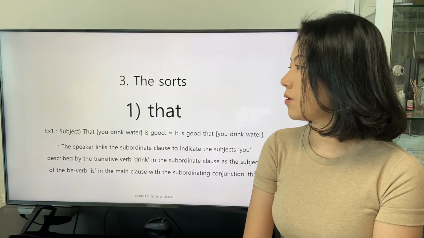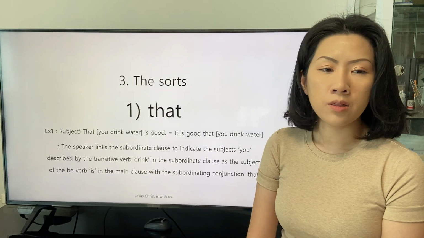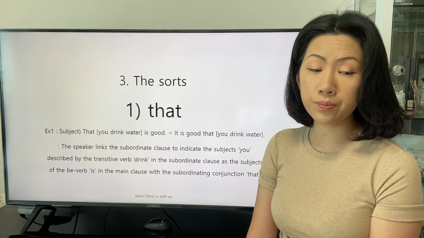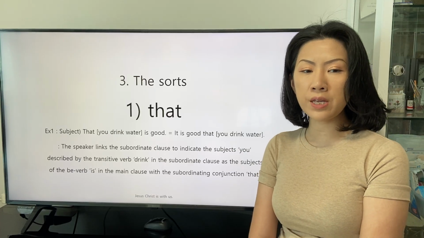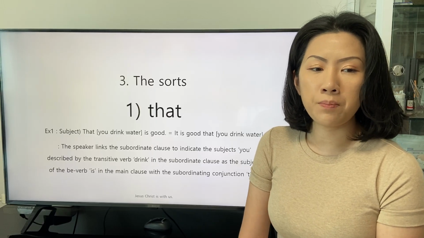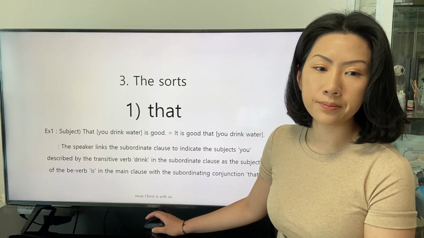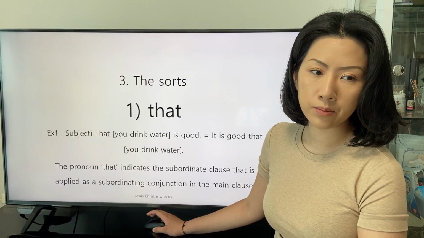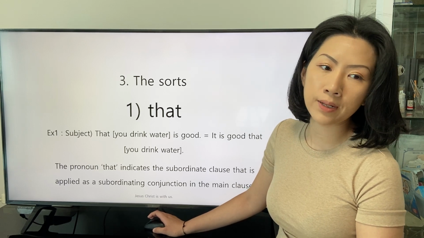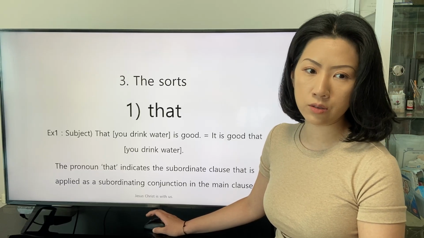Let's study the first example with the explanation. The speaker links the subordinate clause to indicate the subject you, described by the transitive verb drink in the subordinate clause, as the subject of the be verb is in the main clause with the subordinating conjunction that. The pronoun that indicates the subordinate clause that is applied as a subordinating conjunction in the main clause.